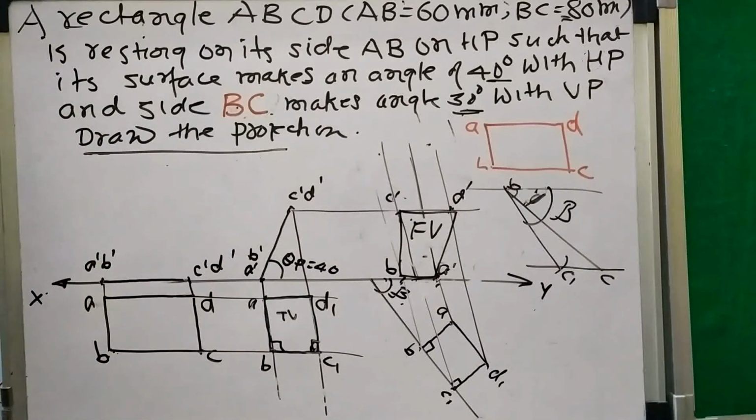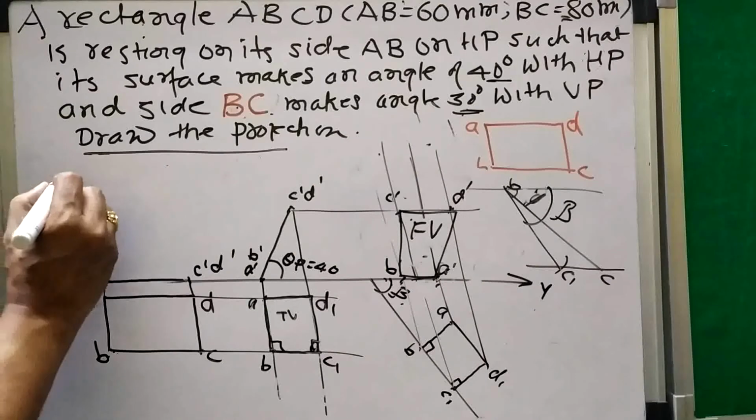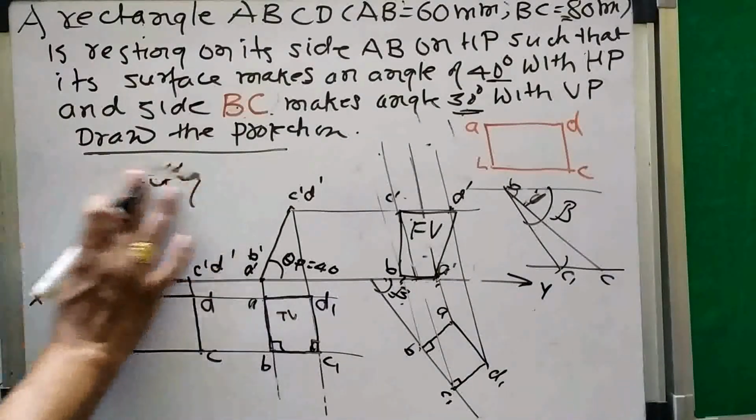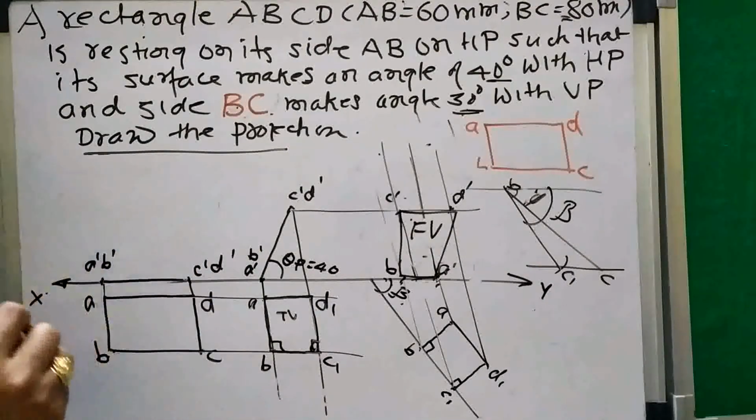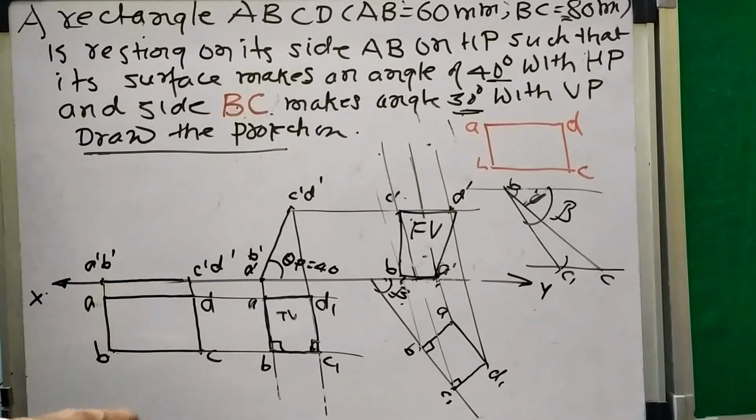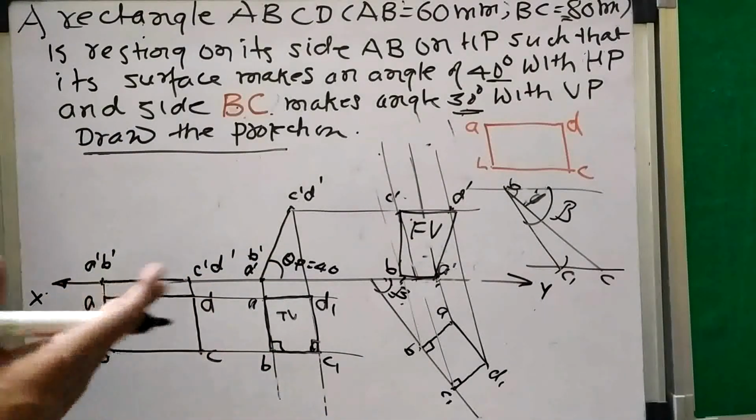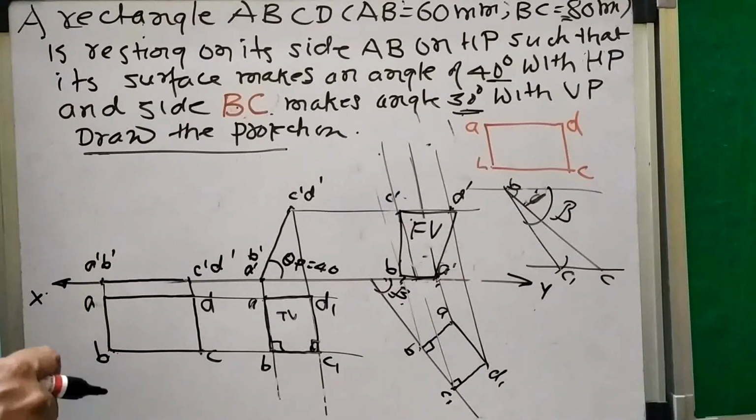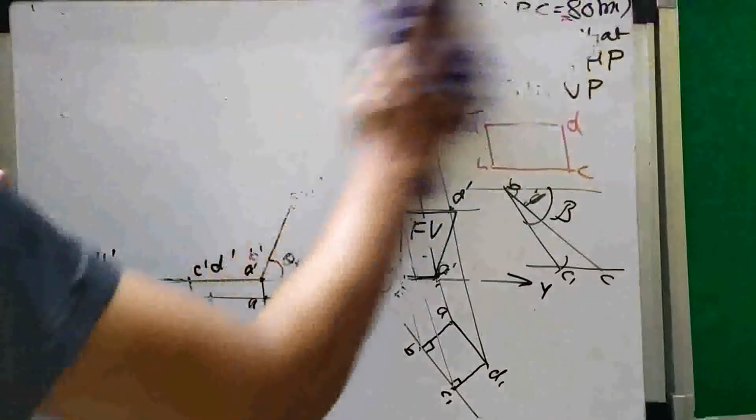Sometimes the inclination of the surface is given indirectly. How is it indirectly given? It is not directly mentioned that the surface is inclined with HP or the surface is inclined with VP. Instead of that, other language is used, and using that language you have to understand which plane the surface is inclined to. Let's take a sample to understand this.